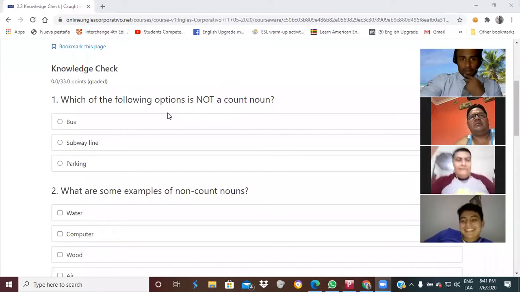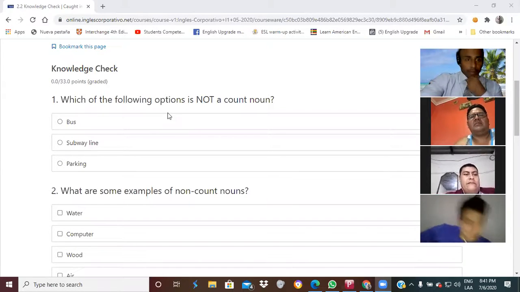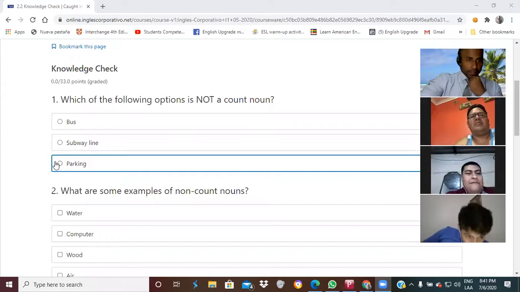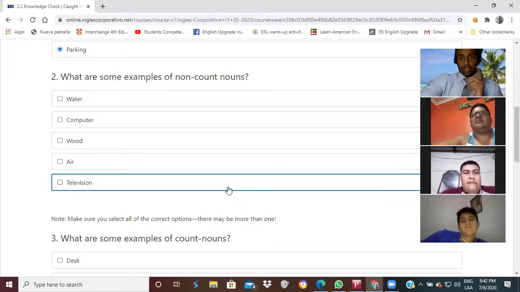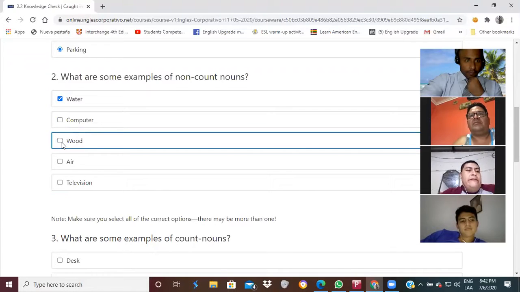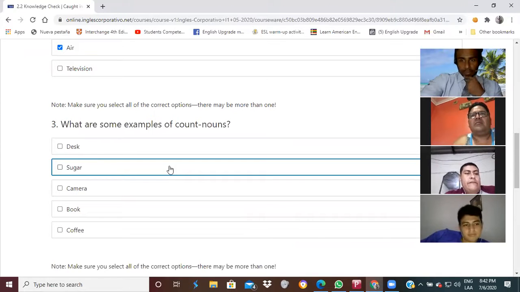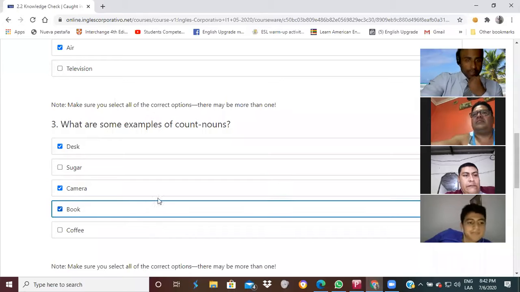Number one, which of the following options is not a countable noun? The parking. Very good. Number two, what are some examples of non-countable nouns, Lenin? Water, wood, air. Very good. Number three, what are some examples of countable nouns, Nestor Martinez? Desk, camera, and book. Excellent.